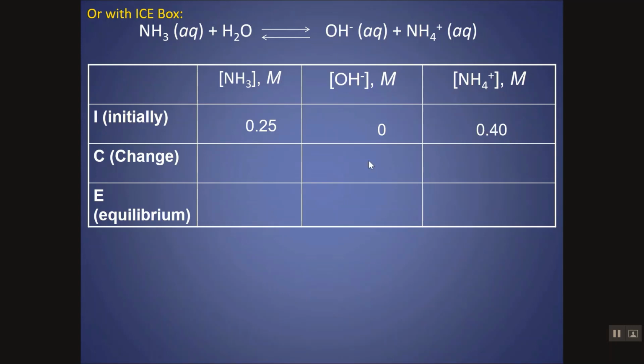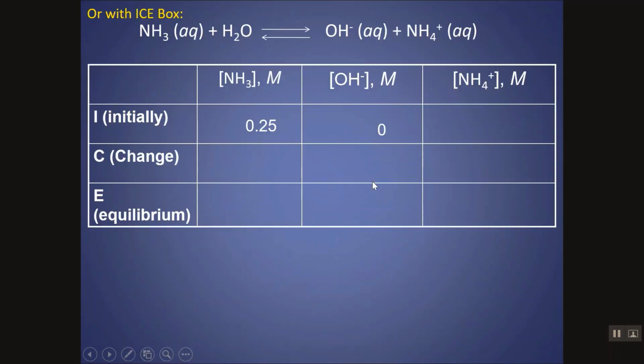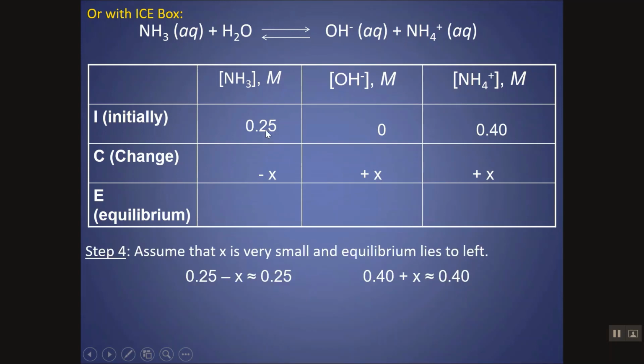And I do minus x, plus x, plus x, and I don't know anything at equilibrium, so these could be in terms of x. But I can use that 5% rule, if you go back to the K in the last problem, or in the problem statement. The difference between the initial and the Kb is definitely 1,000 times or greater, and I can assume that x, the amount of OH minus, is going to be almost negligible compared to both the 0.25 that's present and the 0.4 that's present.